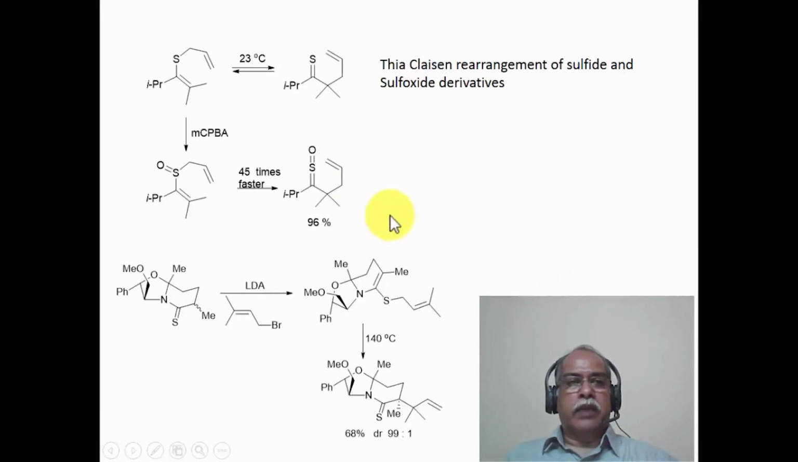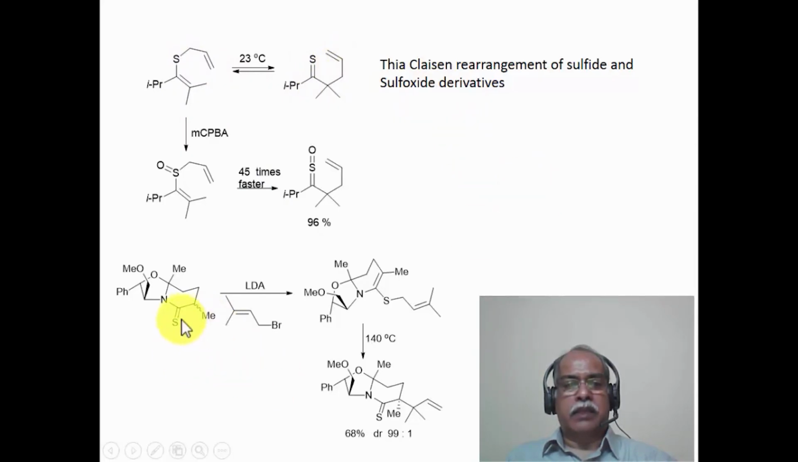The thia Claisen rearrangement is what is shown here. Instead of a nitrogen or oxygen, if you have a sulfur here, then the thia Claisen rearrangement takes place. The corresponding sulfoxide reacts 45 times faster than the sulfide itself. So this is probably taking place at a low temperature. This vinyl allyl sulfide is what rearranges to give the corresponding thia Claisen product.